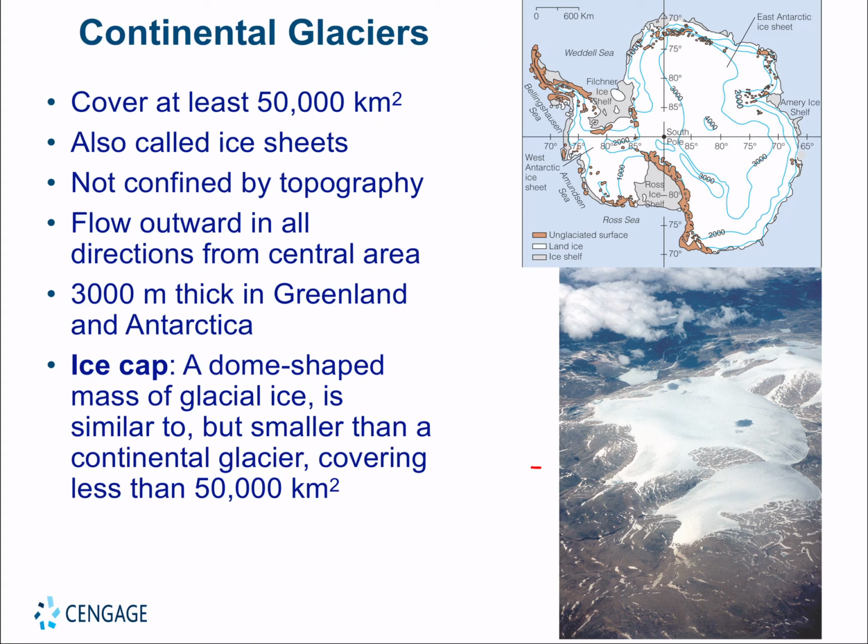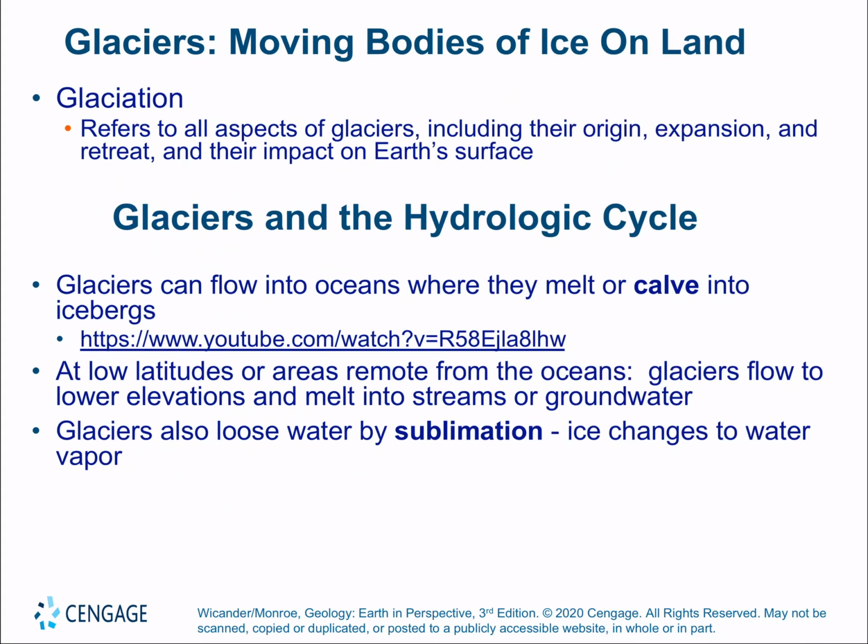Sometimes what you're seeing in this picture right here is what's known as an ice cap. And that's basically a dome-shaped mass of glacial ice. It's similar to, but smaller than a continental glacier. So it's going to be less than 50,000 square kilometers.